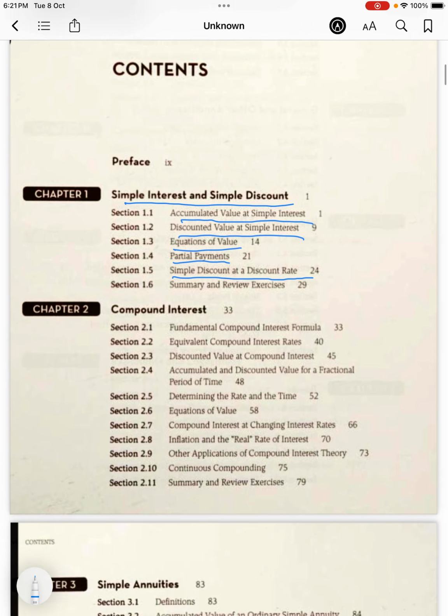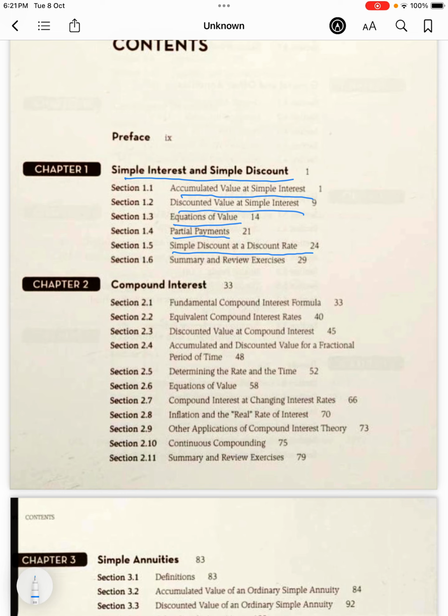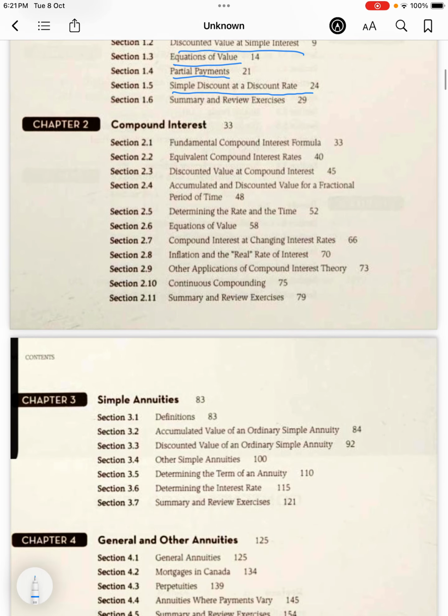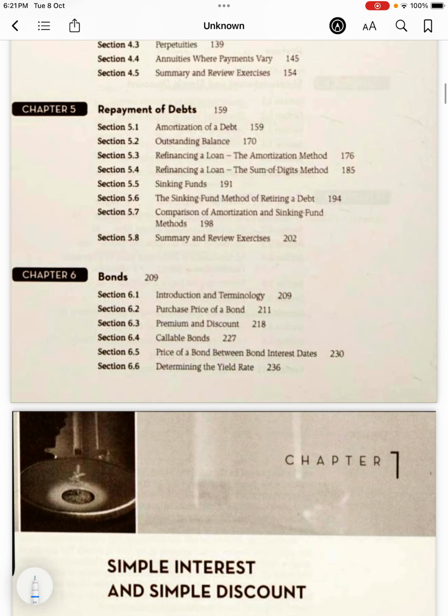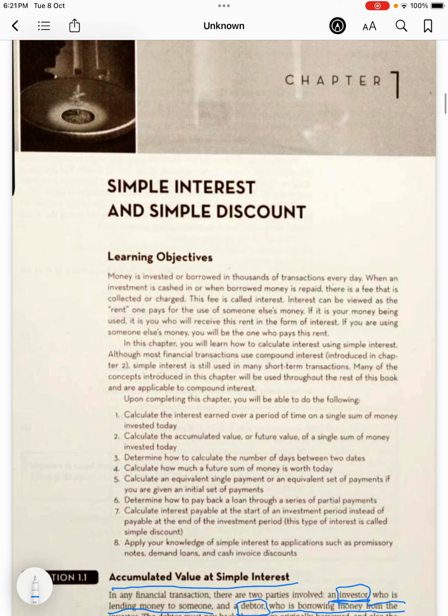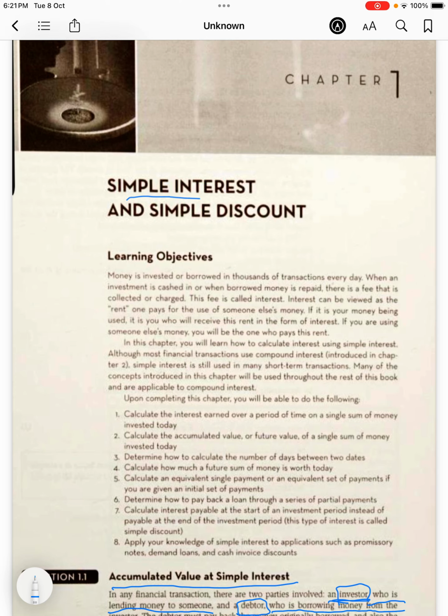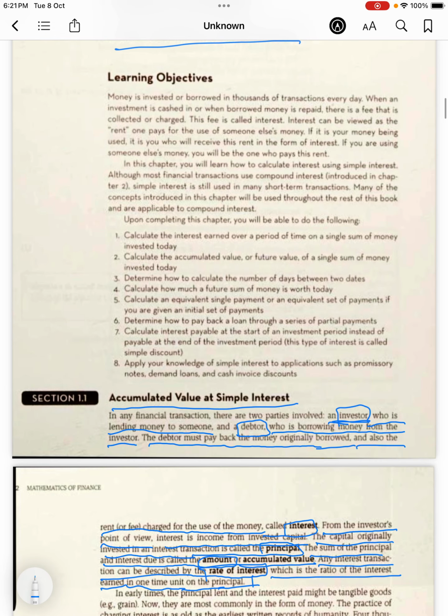Chapter 2, we will have compound interest, but when we reach it, we will say which sections we will have and which sections we will omit, and also here simple annuities. When we reach it, we will say which we will take and which sections we will omit. Let's begin with chapter 1, simple interest and simple discount. You can read the learning objectives by yourself.